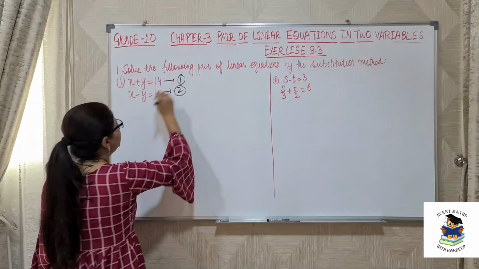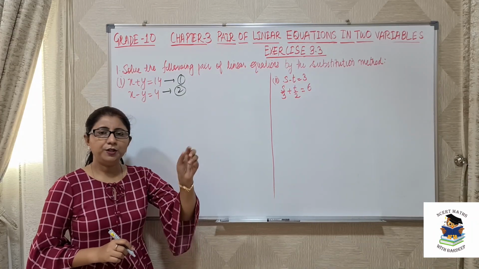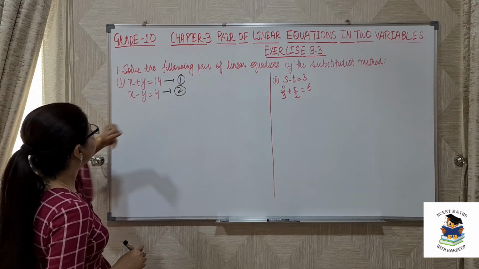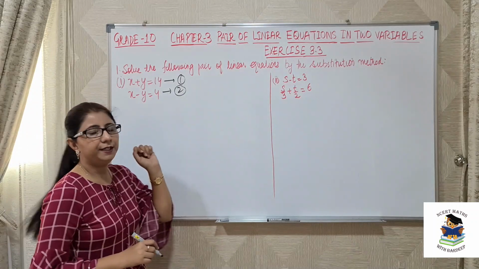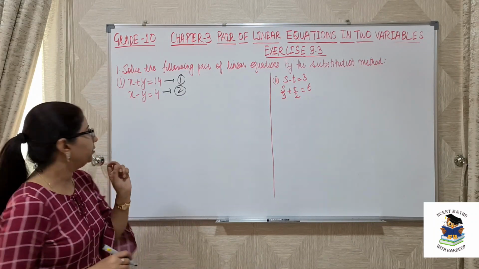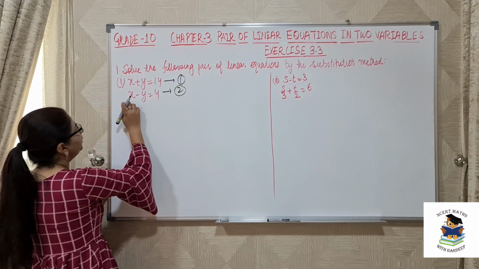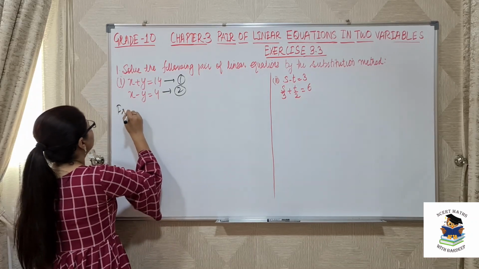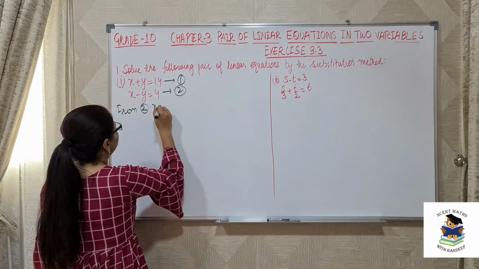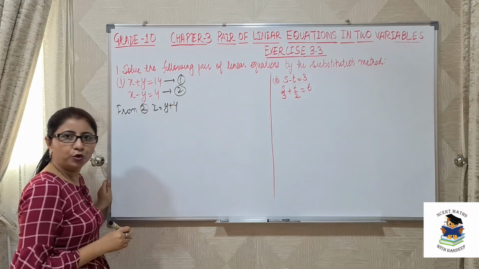Let this be my first equation and this is the second equation. Now you are free to use any equation to find the value of one variable. Here all the coefficients are 1, but as I have already explained, mostly use that variable which has the smaller coefficient. Here everything is 1, we can use any equation. Suppose I am using the second equation, so we will write from 2. What is the value of x? I'll shift y to the other side. This is y plus 4.